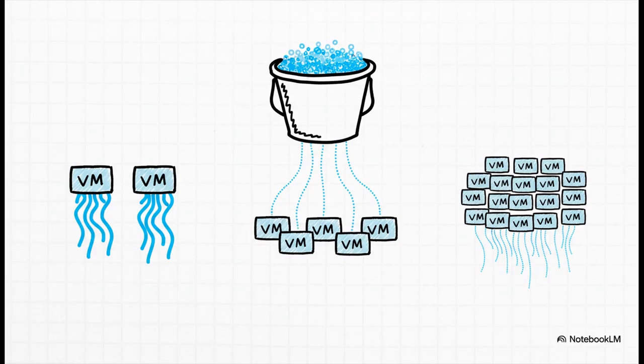So, what's really happening? Well, the root cause is pretty straightforward. You're trying to share that fixed pool of 64,000 ports among way too many virtual machines in your backend. As your app scales up and you add more VMs, the slice of the pie that each individual VM gets, it gets smaller and smaller.